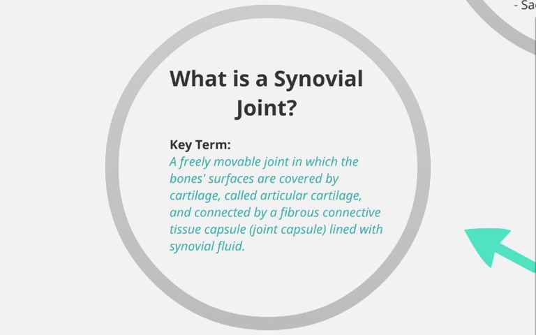So, what is a synovial joint? Well, the key term or the definition that we need to know for a synovial joint is as follows: a freely movable joint in which the bone surfaces are covered by a cartilage called articular cartilage and connected by a fibrous connective tissue capsule, which is otherwise known as a joint capsule, lined with synovial fluid. So it's important that you actually get to grips with that particular definition and you know it off by heart.